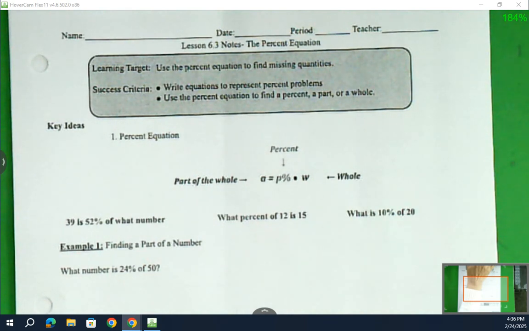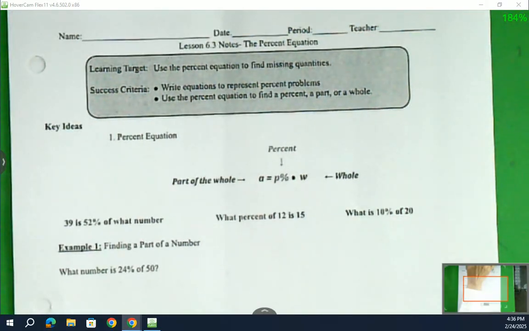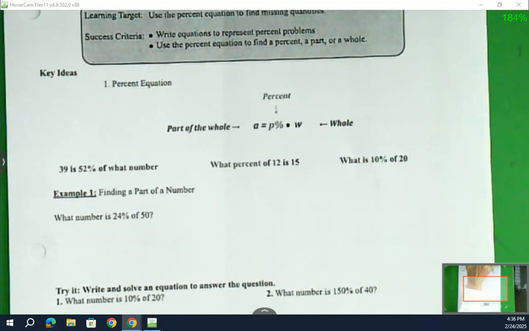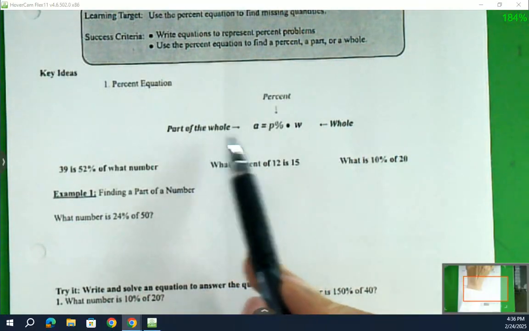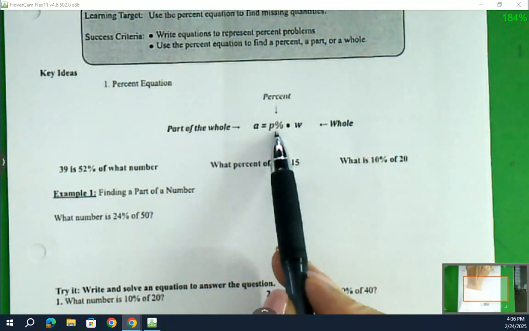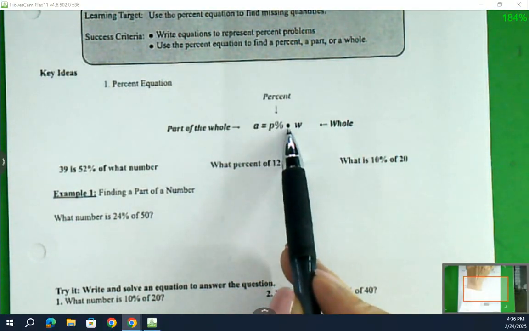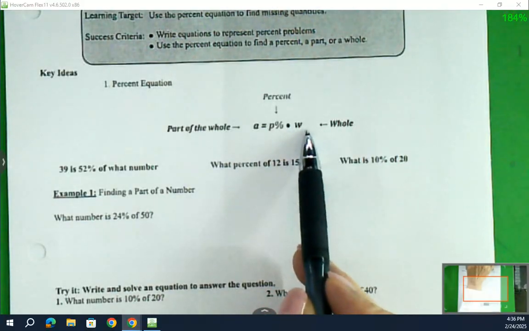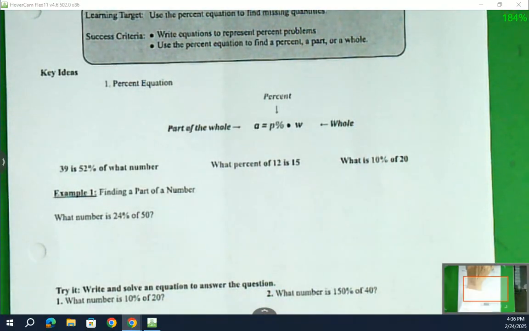Okay, this is lesson 6.3 notes on the percent equation. So in this example, we're going to be using percent equations to solve missing quantities of percent word problems. A key idea here with a percent equation is that part of the whole is equal to the percent of a number, or the whole, the entire part.